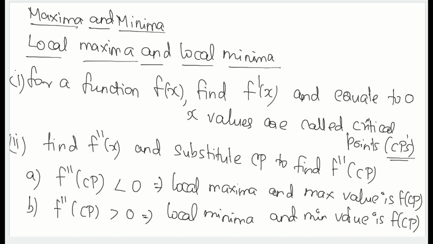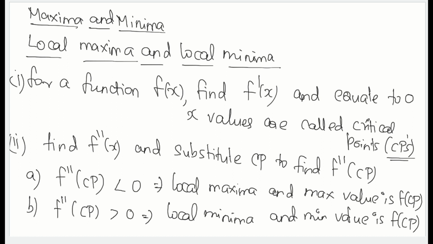Now you will have to double differentiate the function. That means you will have to differentiate f of x twice. For example, f of x is given as 3x square. The normal differentiation f dash of x is 6x, and double differentiation of 6x will give you 6. Like that you will have to do.